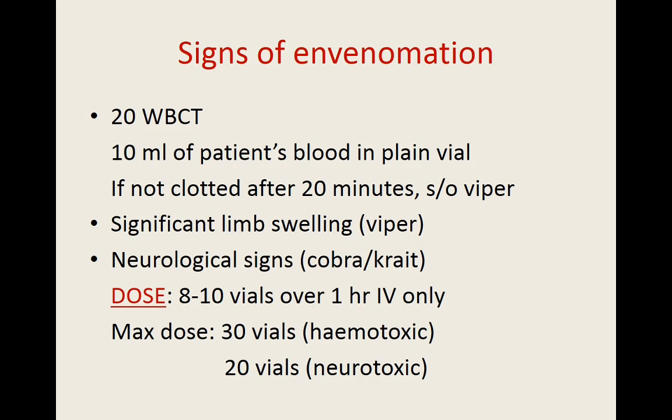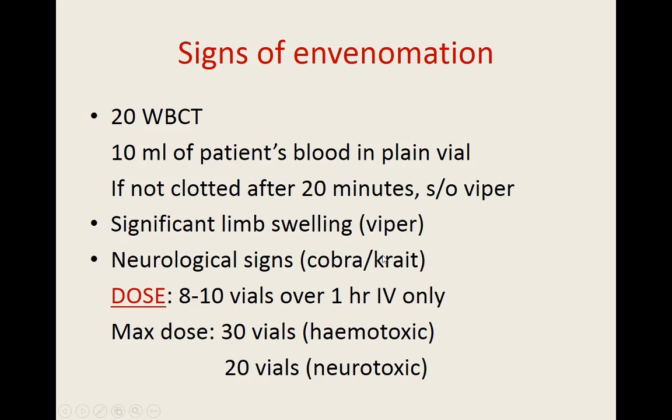You must have noticed, when you cut your finger or prick your finger and blood flows out, it flows for some time, maybe for 5 minutes or so. But after that, it slowly starts to clot. This is because of the normal clotting mechanism of the body. So what happens in snake bite, especially if it's a hemotoxic bite, like a viper bite? The clotting mechanism will be deranged, so the blood does not clot. This is a sign of envenomation.